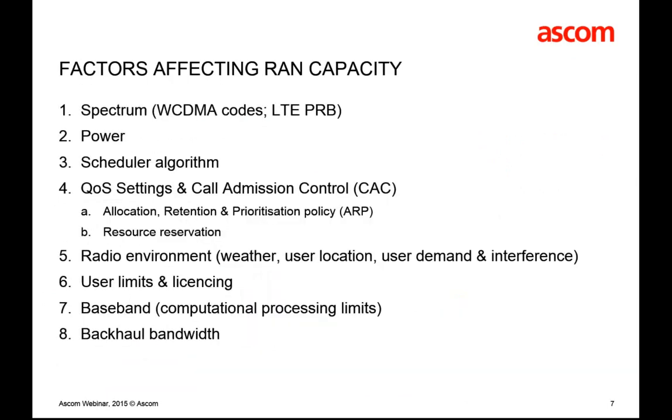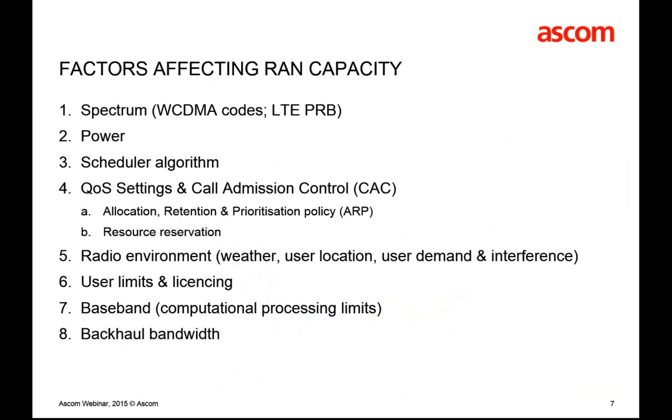The various factors that affect capacity, obviously spectrum availability, how much spectrum do I have to utilize, the utilization of UMTS codes and physical resource blocks in LTE, downlink power, what type of scheduler algorithm I've got implemented, the various QoS settings and call admission controls that are implemented in my network, how am I setting the ARP scheme, allocation, retention, prioritization, what level of resource reservation do I have set to allow for handovers and for signaling traffic. And obviously the radio environment, the soft capacity situations, weather, user location, user demand and interference.